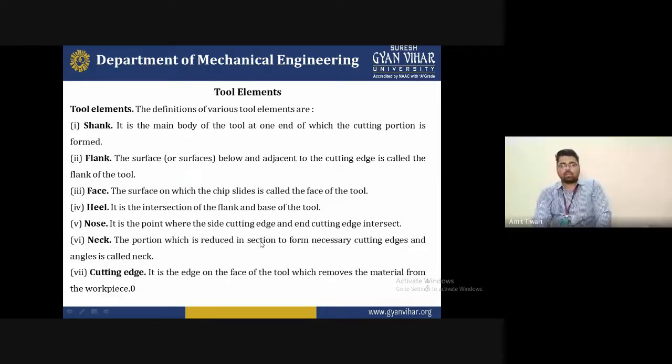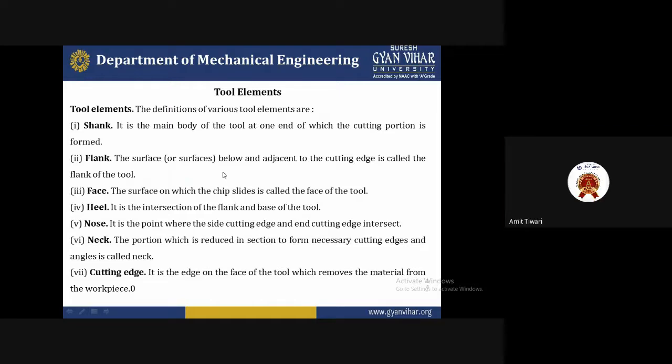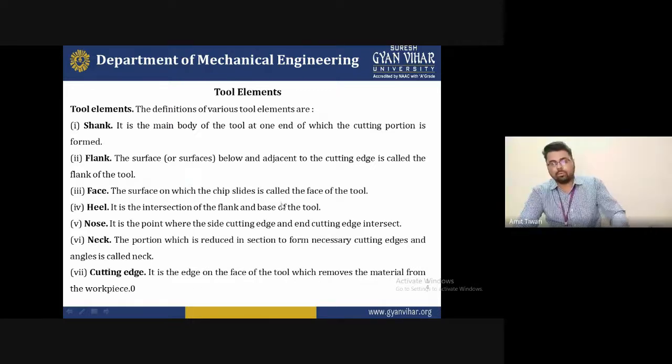Cutting edge, practically, is the edge on the face of the tool which removes the material from the workpiece. It is helpful to cut the material by providing compressive forces on a particular area, from the edge to the face, to cut and remove the workpiece material.